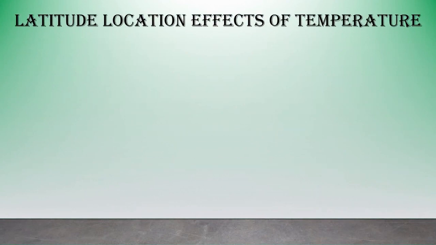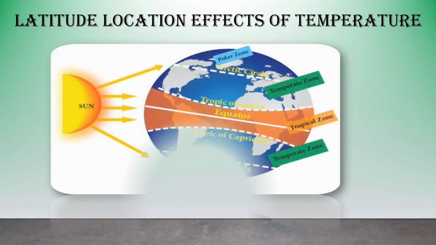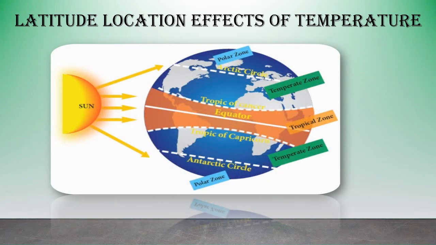Let us now study the effect of latitude location on temperature with the help of the diagram. Students, you may know that the equator lies between the Tropic of Cancer and the Tropic of Capricorn. We have the equator at 0 degrees. Above the equator at 23.5 degrees north, we have the Tropic of Cancer, and below the equator at 23.5 degrees south, we have the Tropic of Capricorn. The region between the Tropic of Cancer and the Tropic of Capricorn is called the torrid zone. It is also known as the tropical zone.